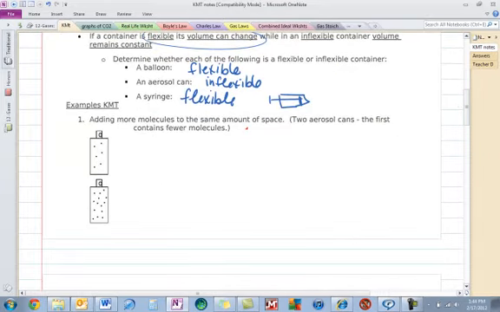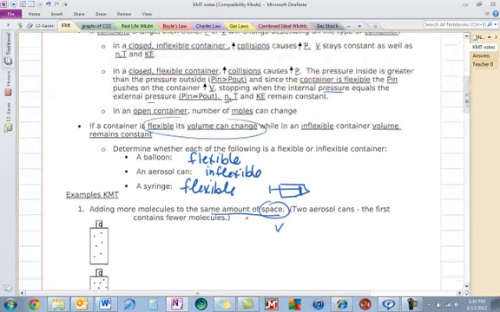Adding more molecules to the same amount of space. Two aerosol cans. The first contains fewer molecules. These are our pictures. So we have less molecules, more molecules, same amount of space. For space, you should think of volume. Let's go back to see what we do first.